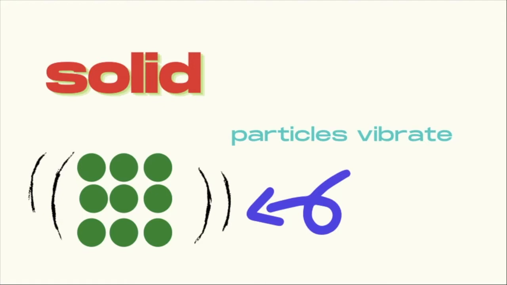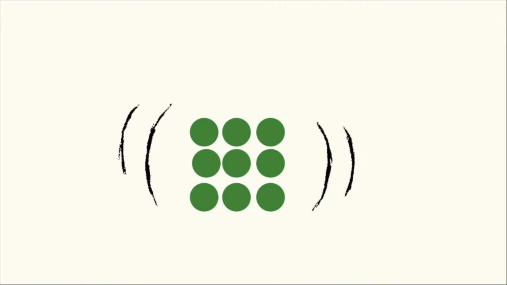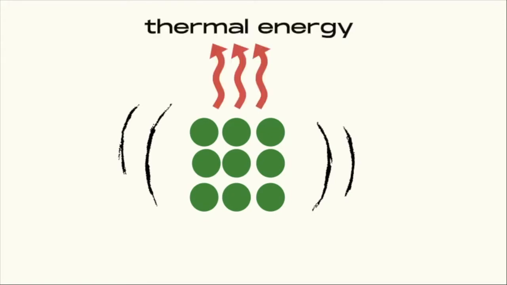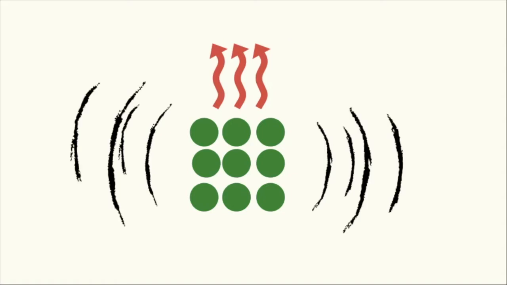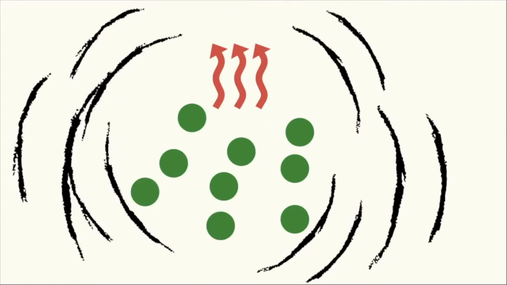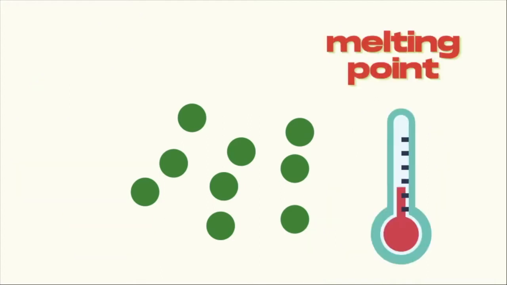But when we add energy to the system, if you add energy to a solid, let's say thermal energy, those particles will start to vibrate more and more, because that thermal energy or heat will be transferred to the particles, and it's going to make them shake even more. If you add enough thermal energy, and these particles shake and vibrate enough, they are going to loosen up, and they will reach what is called their melting point.